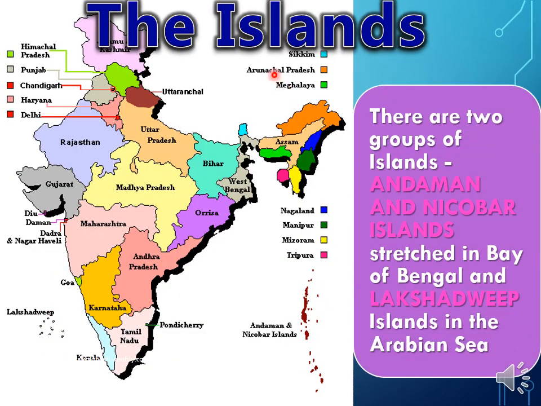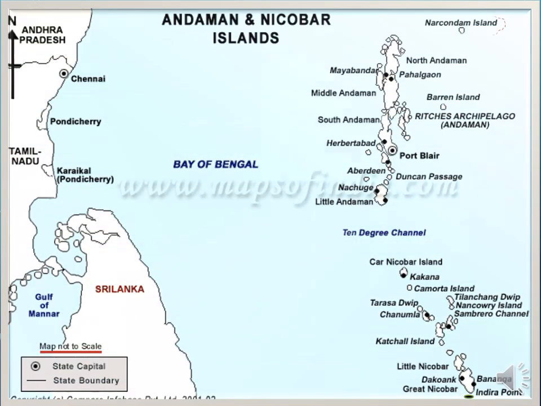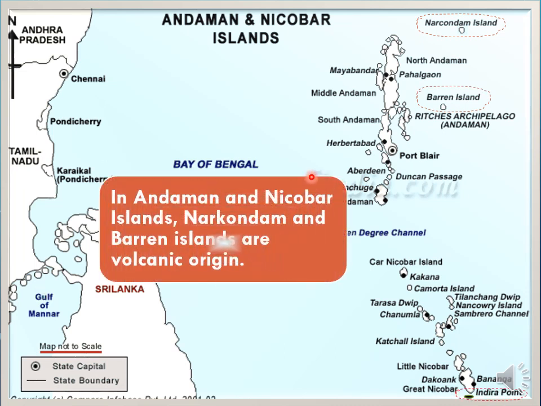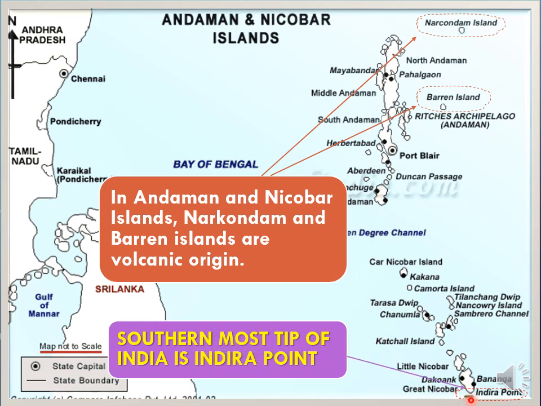Now let us move to the islands. There are two groups of islands. One is on the eastern side, that is the Andaman and Nicobar Islands. One is on the western side, that is known as the Lakshadweep. Here comes the Andaman and Nicobar Islands. In this, Narcondam and Barren are of volcanic origin, and the southernmost tip of India is known as Indira Point.